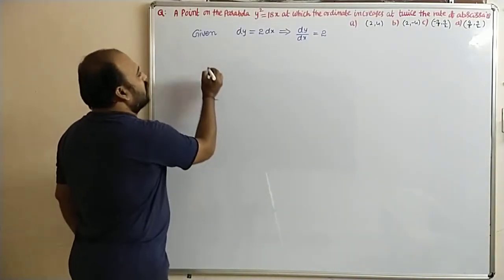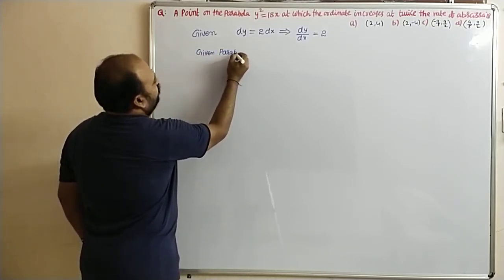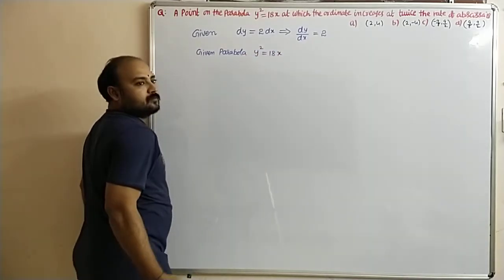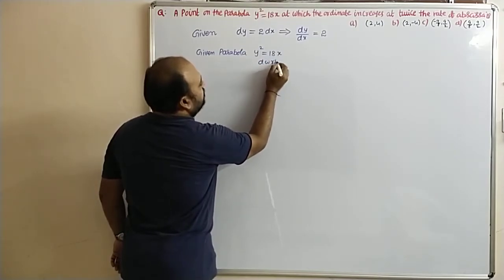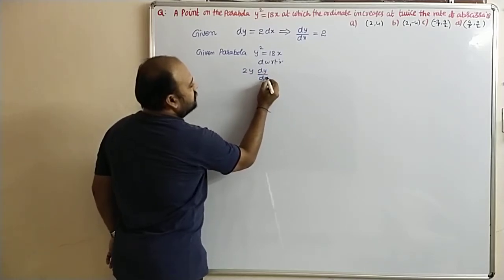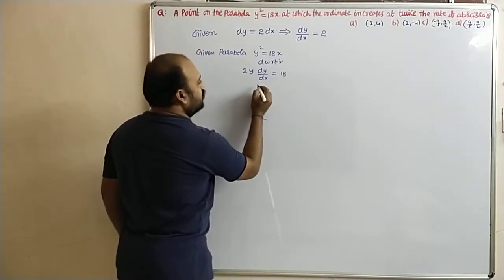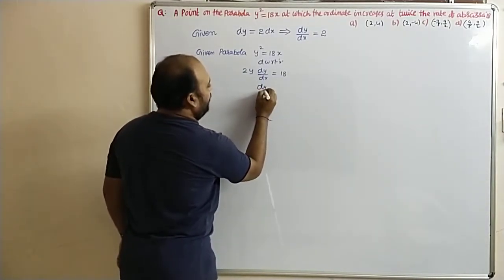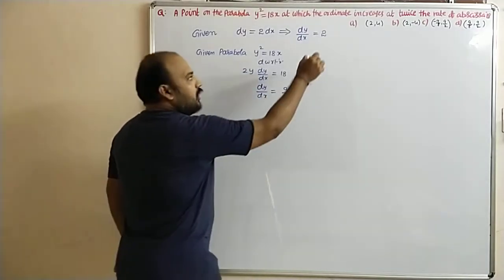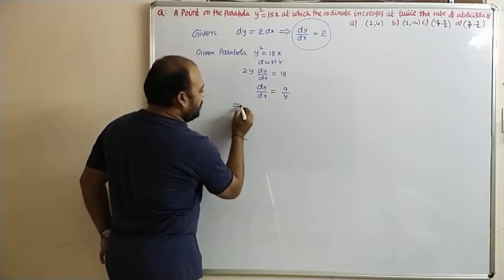After that, given parabola y square equal to 18x, differentiate with respect to x, y square derivative is 2y, again y derivative is dy by dx, which is equal to 18x derivative is 18. So dividing on both sides by 2, and y we can take this side, we get directly dy by dx equal to 9 by y. So we got already dy by dx value is 2. In place of dy by dx, here we have to replace with 2.